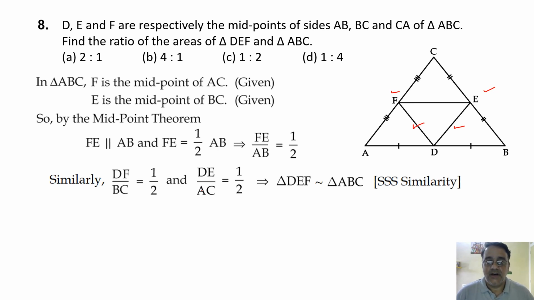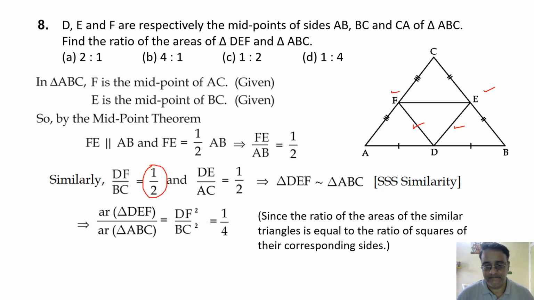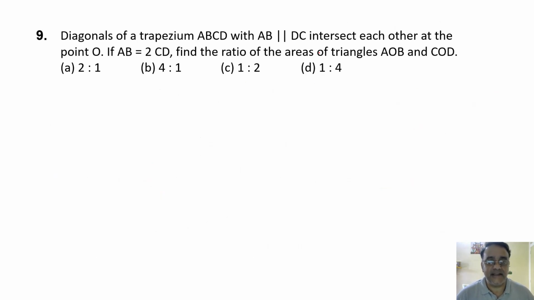Now, if these two triangles are similar, we can use theorem number 6.6. That is, area of triangle DEF upon area of triangle ABC is equal to DF square upon BC square. And DF upon BC we have already got as 1/2. So its square will be 1/4. So which option is the correct one? Option D. Very good. Now we are moving toward question number 9.